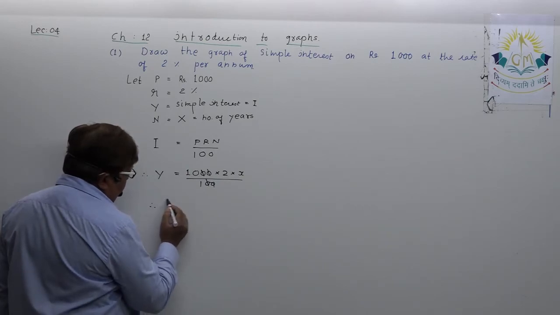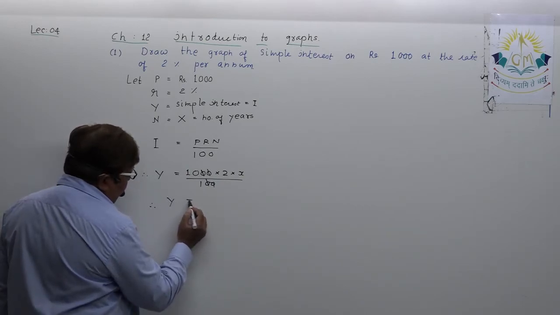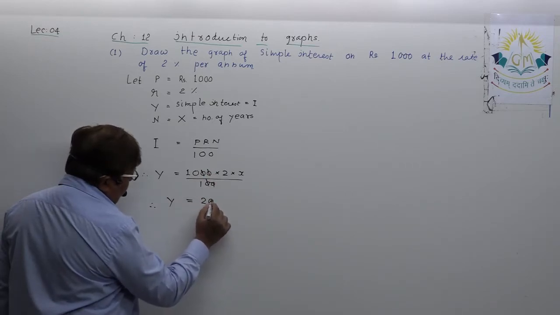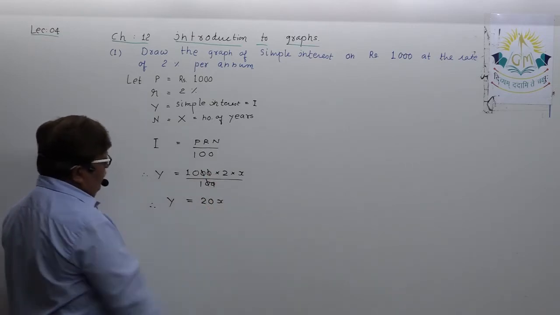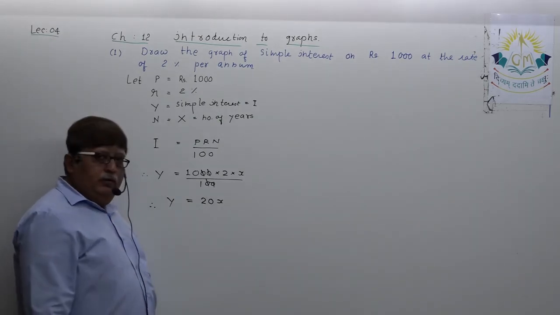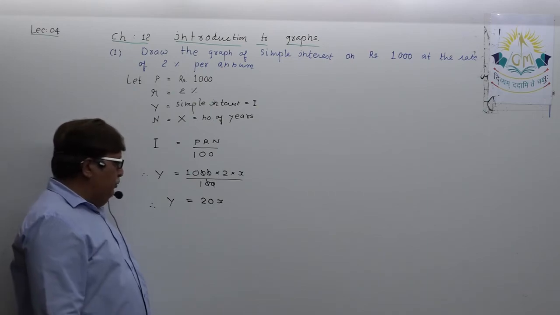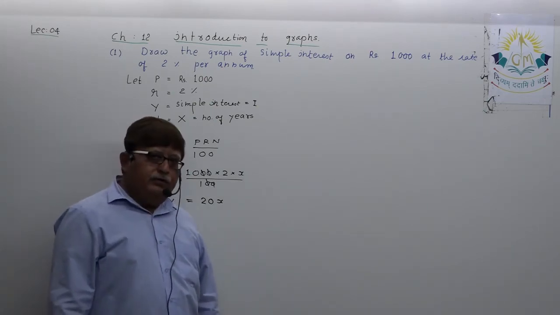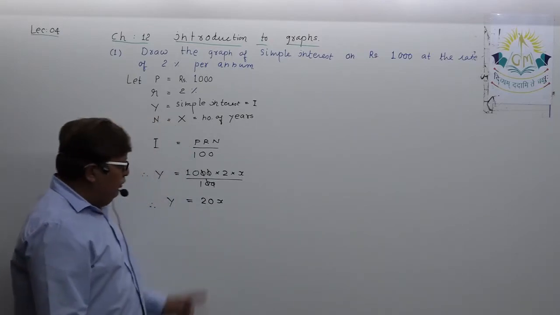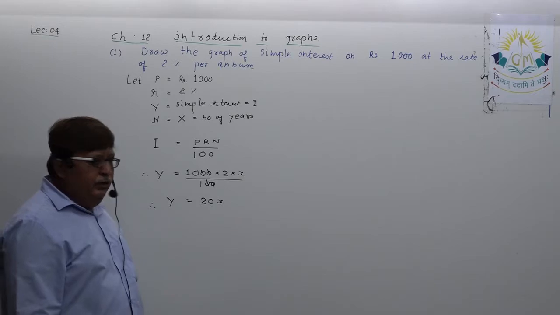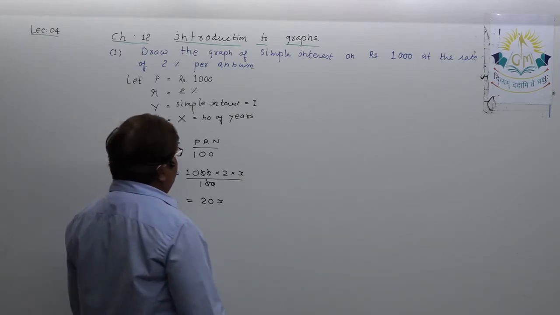So you got the basic equation as Y equals 2 by 100 times X, that is 20X. This is the basic equation. After getting this particular basic equation, as you all know, now it's a question of making the observation table.